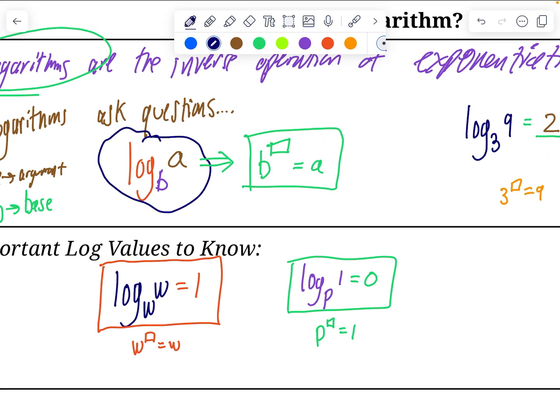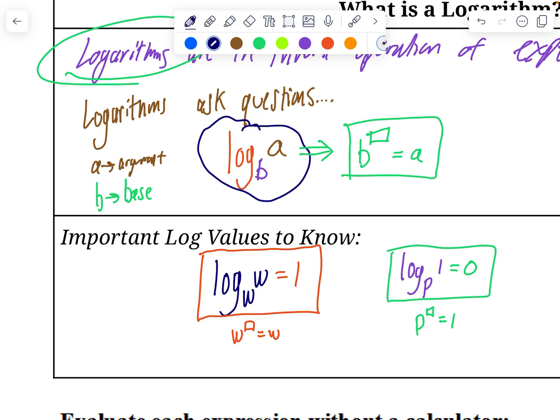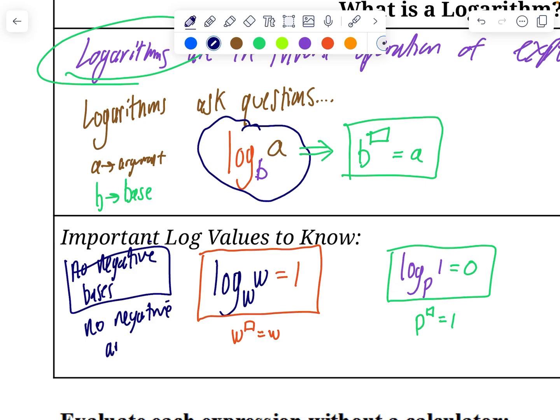2 other important comments. No negative bases, kind of like we don't have exponentials with negative bases. No negative bases, no negative arguments. It just doesn't mathematically make sense. It's not allowed. It's kind of like square rooting a negative. It's just not mathematically a thing. So no negative bases, no negative arguments. And your base actually has to be greater than 0. It can't be 0.